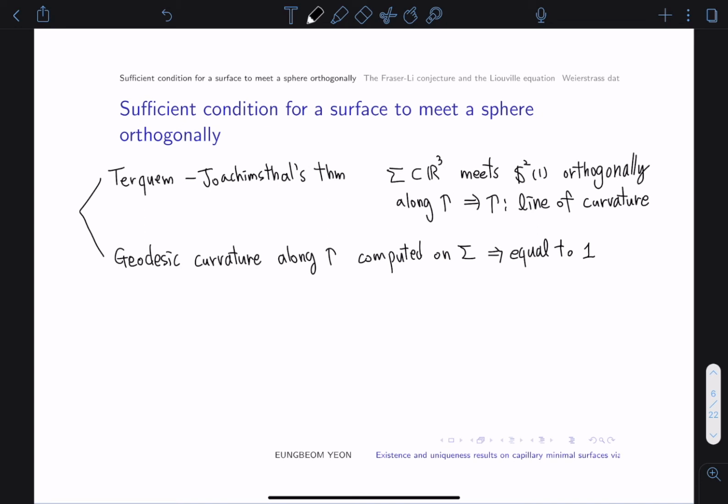From previous talks, we already know by Joachimsthal's theorem that if a surface sigma in R3 meets the unit sphere S2 orthogonally along gamma, then gamma must be a line of curvature. So this theorem tells us this fact. And the geodesic curvature along gamma computed on sigma must be equal to 1. But we could ask if these two conditions are sufficient for a surface to actually meet a sphere orthogonally. So we can find out that this converse is also true.